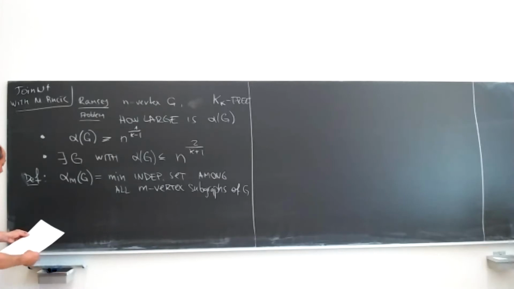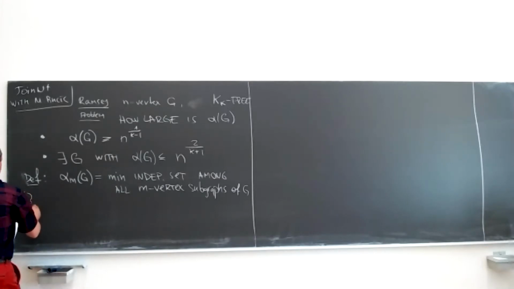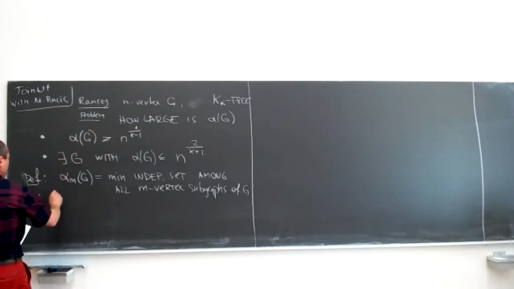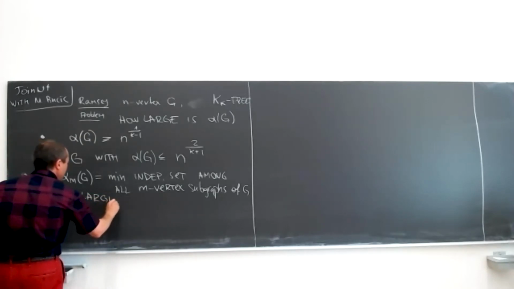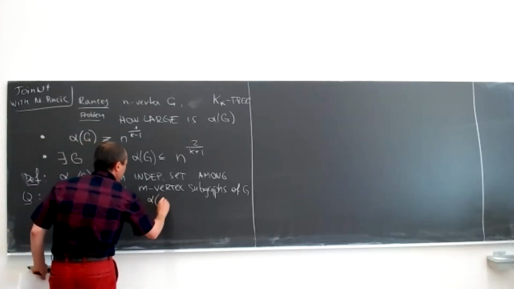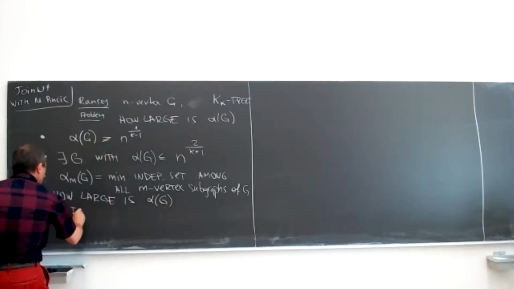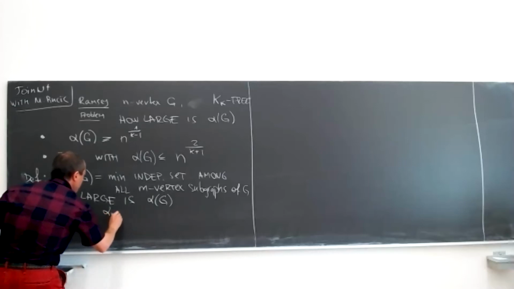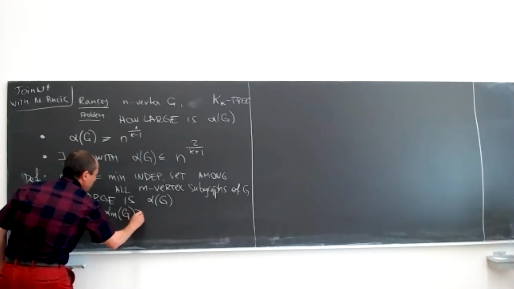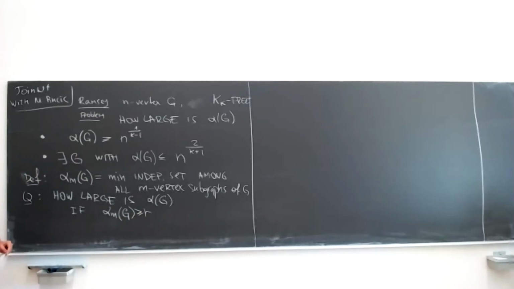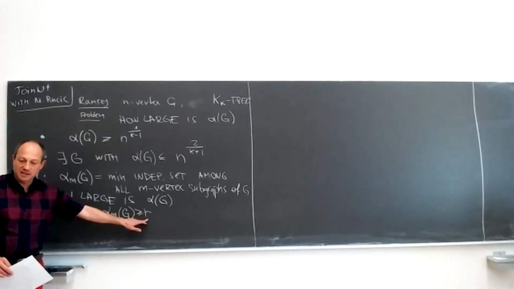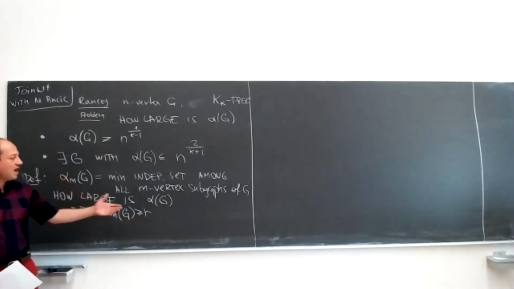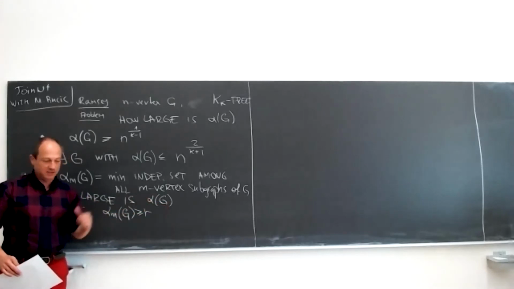And then you can ask the question again, right? It would be exactly this question: how large is alpha(G) if I know that alpha_m(G) is at least r? So a very basic question. I tell you that every subset of size m of your graph contains an independent set of size r. You're asking how large an independent set you can guarantee me in the whole graph.